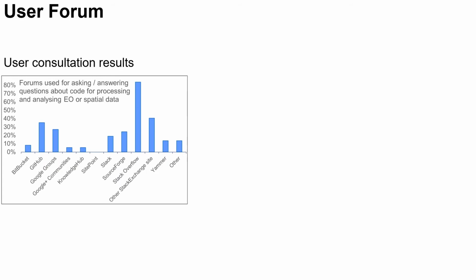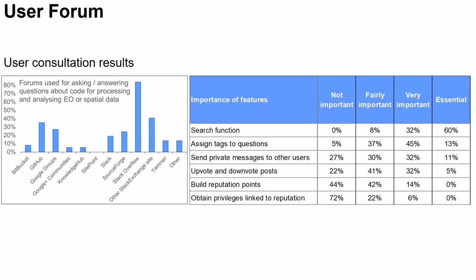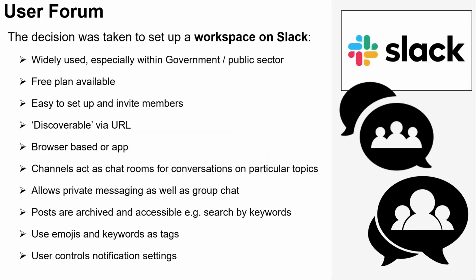So we also asked people what features were important to them in a discussion group or a community forum. And search function, being able to assign tags to questions and being able to send private messages to other users were the things that came out on top. So we took the decision to set up a workspace on Slack, as we've mentioned, because this is widely used, especially within the government and public sector.